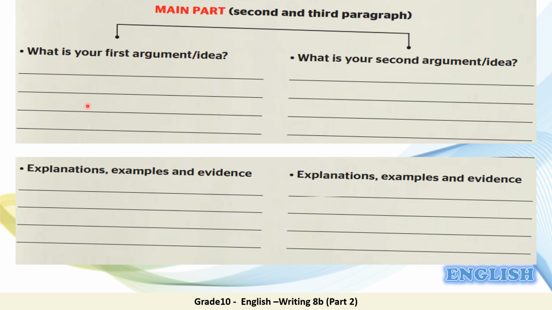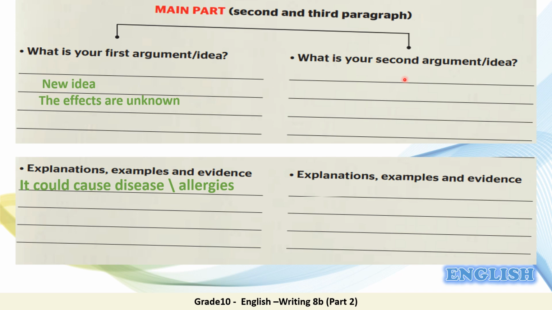Let's brainstorm together. What is your first argument or idea? We can say, for example, it's a new idea. The effects are unknown, so you will base your paragraph on this argument, that it is something new and you are worried about the effects. Now, for the explanation or the examples and evidence, you are going to say it could cause diseases or allergies that you do not know of. So, this is something that you will expand and explain throughout your second paragraph.